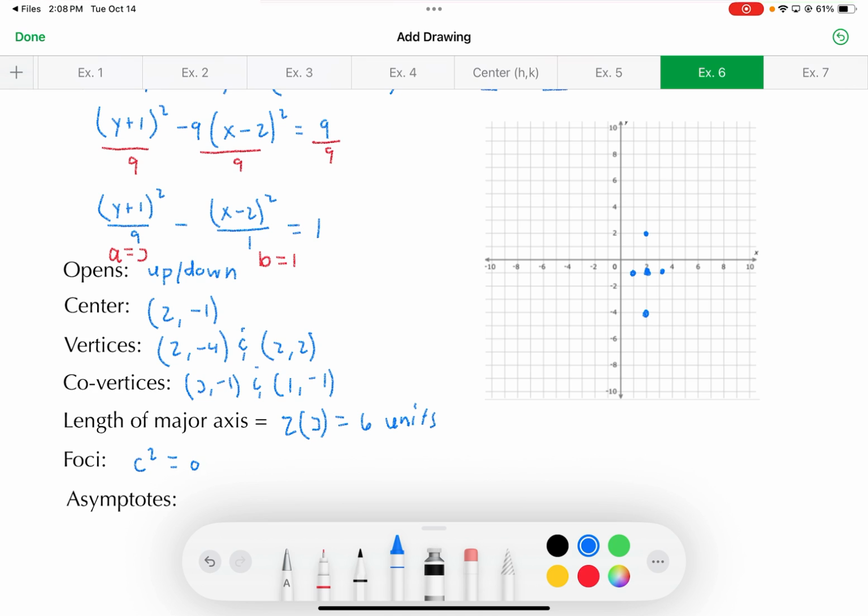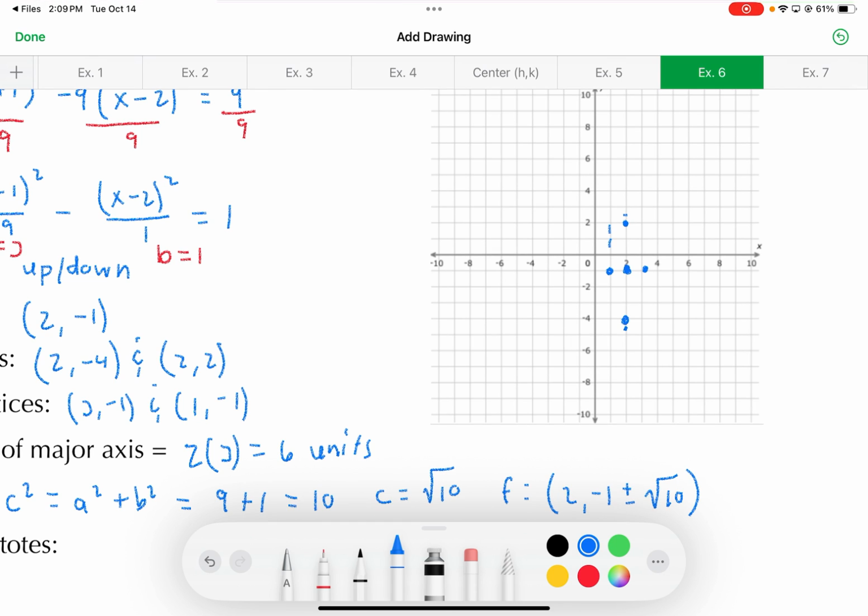Foci, c squared equals a squared plus b squared, so that's 9 plus 1, or 10. So that means c is radical 10. Add or subtract that to the x or the y coordinate of the center. The y coordinate, good. So this is going to be 2, -1 plus or minus radical 10. Now radical 10 is a little larger than 3, right? So just estimate the locations of those.